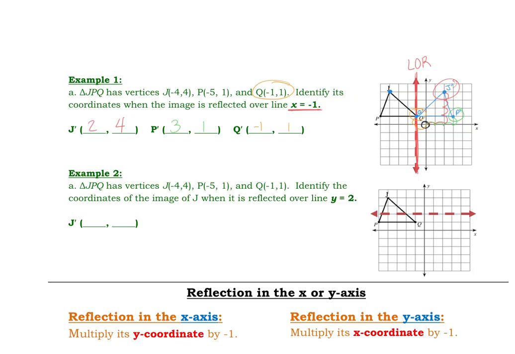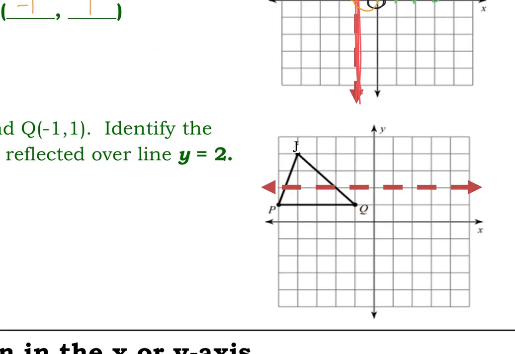All right, so just taking it each point by point, J is 2 spaces above my line of reflection. So J prime is going to be 2 spaces below. We're going to go the opposite direction. So there's J prime. But Q was located 1 space below, so where's Q prime going to go? 1 space above. Same thing with P. It's 1 space below, so P prime is going to go 1 space above. And then we connect those 3 dots.